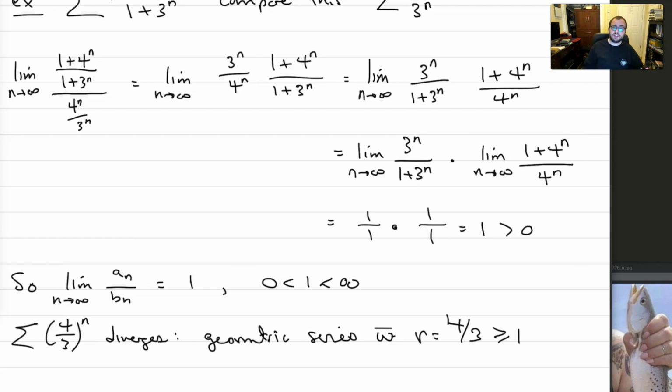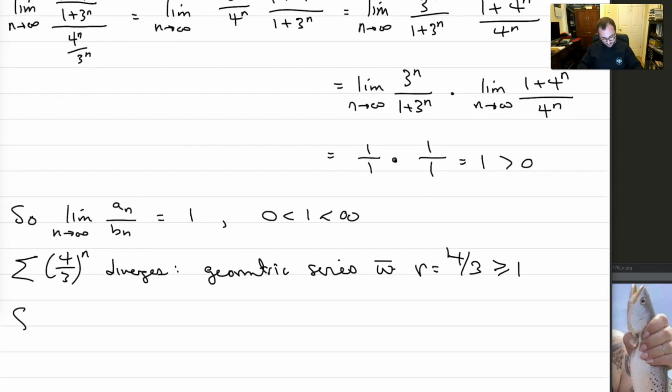And eventually, the two series are the same. That's what it means for the limit to be 1, the limit of the ratio to be 1. Eventually, 1 plus 4 to the n over 1 plus 3 to the n is approximately the same as 4 to the n over 3 to the n. And since 4 to the n over 3 to the n diverges, mine has to diverge too, by the limit comparison test. So, by limit comparison test, this series also diverges.